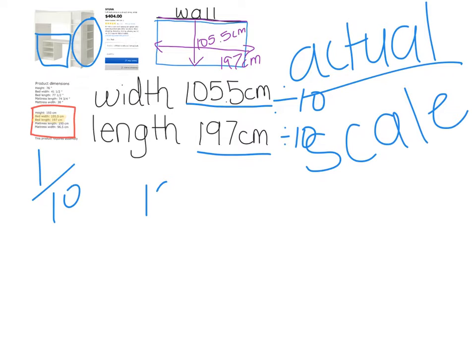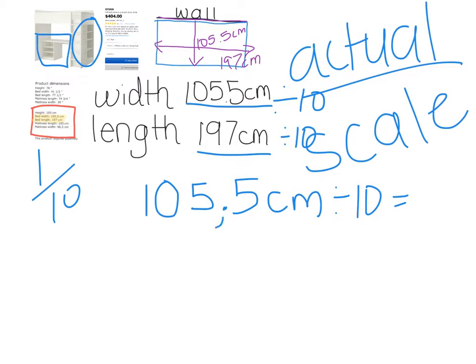What's really cool about dividing by 10, if my measurement is 105 centimeters and I want to divide that by 10, all I really have to think about is moving the decimal one place. So 105.5 equals 10.55.